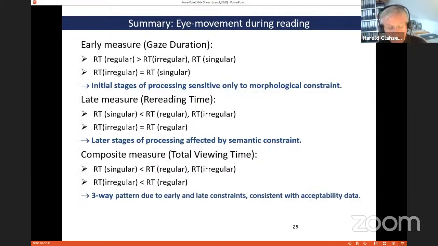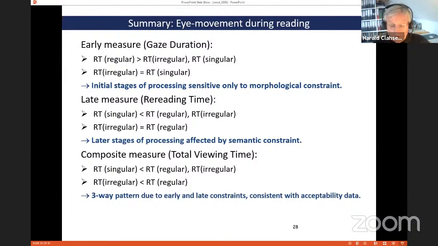So here's a summary of the results. I don't have to go through everything. The initial stages of processing are sensitive only to the morphological constraint. The first graph I showed you with the gaze duration is basically showing the operation of the morphological constraint. The later stages of processing were affected by the semantic constraint. This shows the semantic constraint live, right? And we get the three-way pattern due to influence from both early and late constraints in the total viewing times.